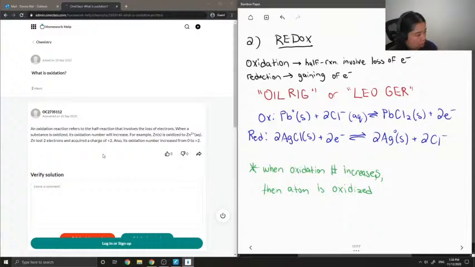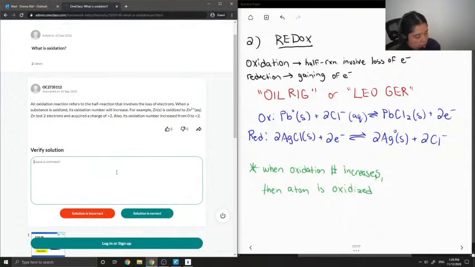So let's see what our junior tutor said. Oxidation reaction refers to the half reaction that involves the loss of electrons. When a substance is oxidized, its oxidation number will increase. For example, zinc solid is oxidized to zinc 2+. Zinc lost 2 electrons and acquired a charge of +2. Also, its oxidation number increased from 0 to +2. So I can verify that this solution is correct.